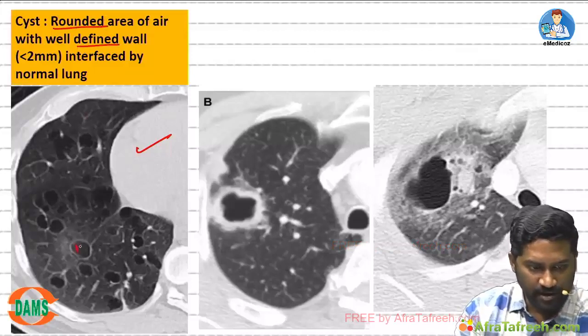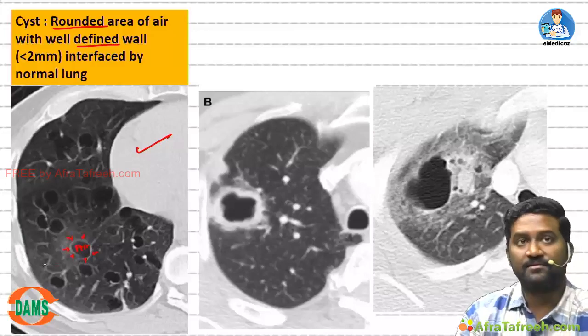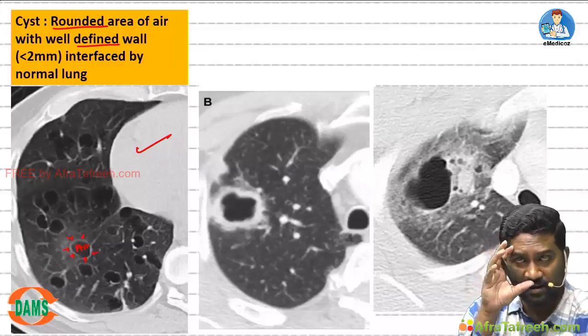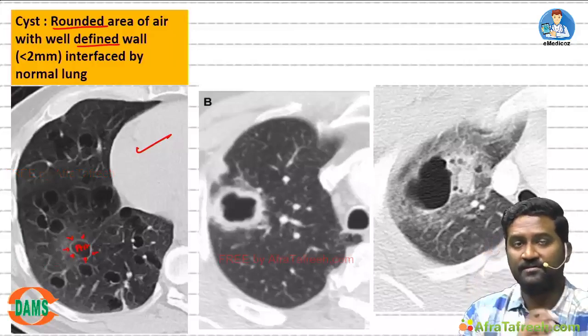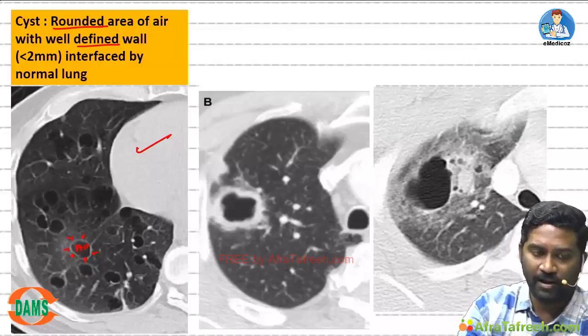You can see a rounded area of air, and most importantly, around it you can identify a wall, but its dimension is less than 2 mm. There is a clear wall, the dimension is less than 2 mm, and it is interfaced by normal lung.